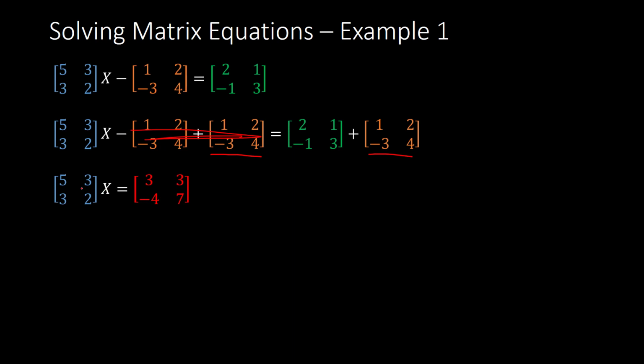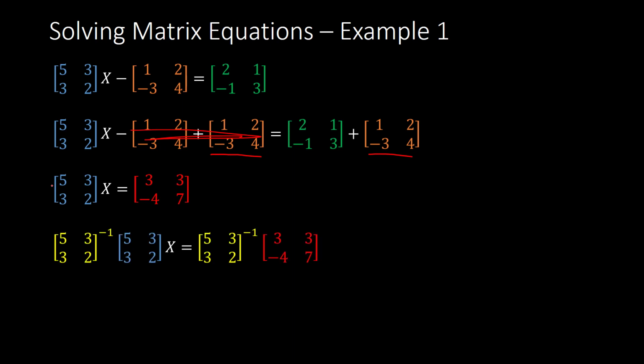Now to finish this off, I need to get rid of this matrix in front of the X. So what we have is a matrix times X, and to get rid of this matrix, I need to multiply by the inverse matrix. So I'm going to multiply both sides of the equation by the inverse matrix. And that's what you see right here in yellow.